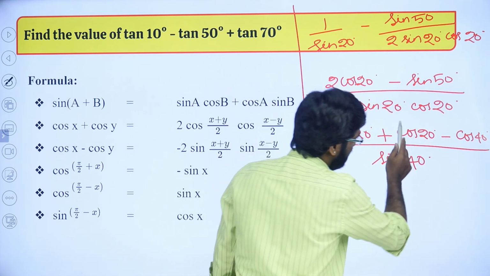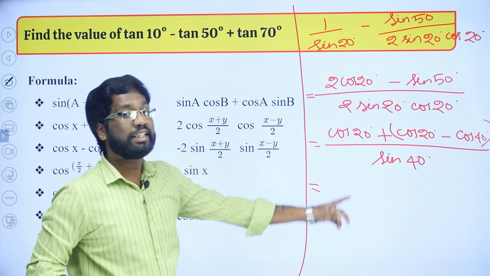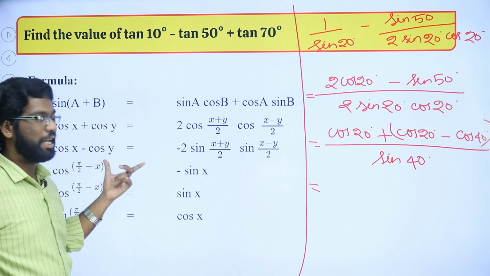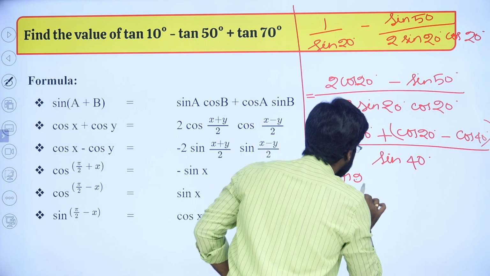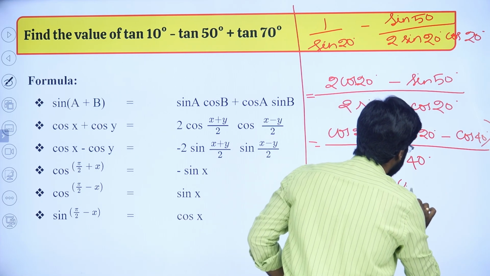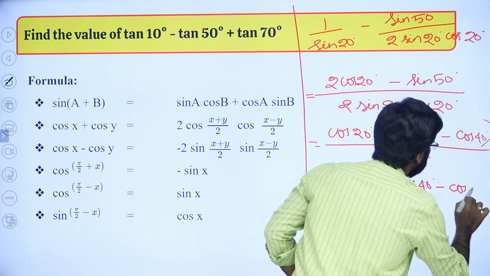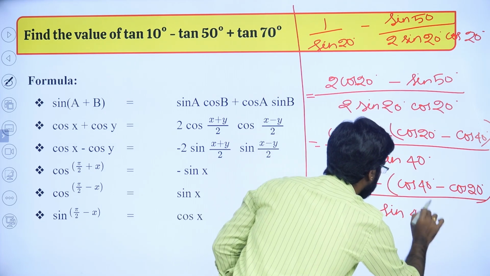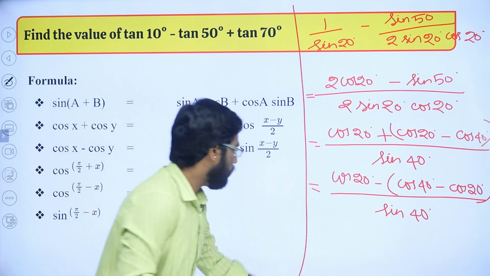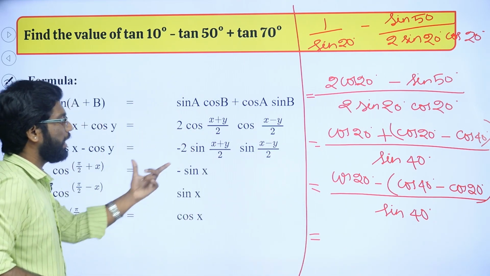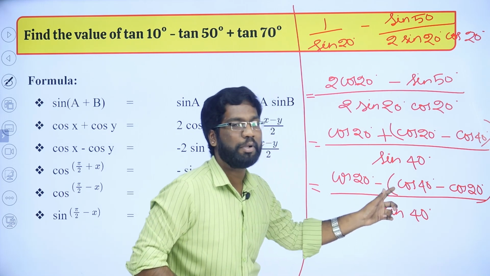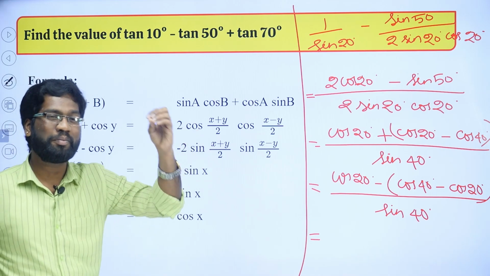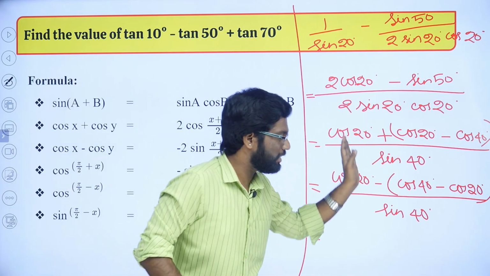Now what I am going to do is take these two terms, my dear students. These two terms are like cos x minus cos y. So I am going to take the minus common out. So cos 40 degree minus cos 20 degree, divided by sin 40 degree. Why have I taken this minus common outside? Because cos 40 degree is on the negative side, so it will create some problem and make us tension. So I just take it out, my dear students.